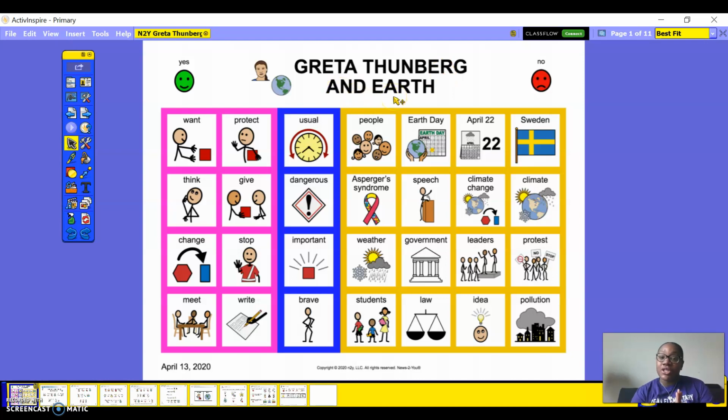So, before we start reading any story, we look at our communication board. So, this would be a great time to pause the video. And whoever you're working with, please take the time to look at all of these different symbols on our communication board.